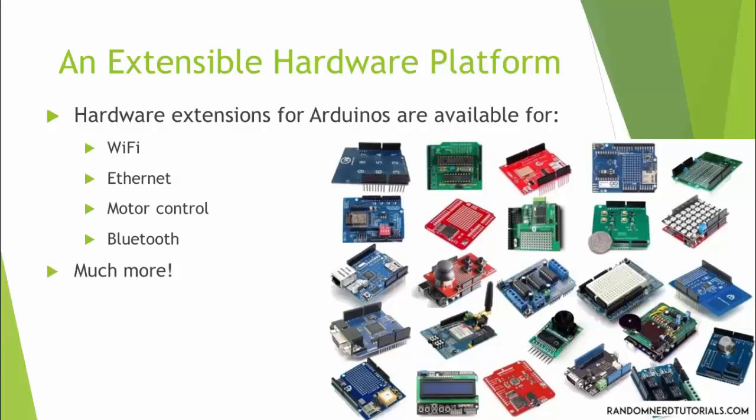So the Arduino is extensible. You can have hardware shields that clip onto the Arduino, and there are a huge number of these available. You can equip the Arduino with Wi-Fi if you need internet connection. If you want a wired connection, there's an Ethernet shield. If you need to be able to control large amounts of current for motors, there's motor controllers. If you want to create a remote control device, you can implement Bluetooth. Much more is possible.